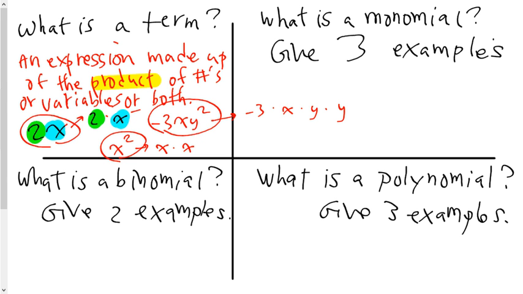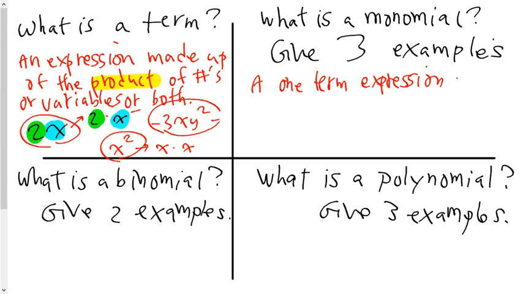If we look at our second question, it says, what is a monomial? And a monomial is interesting because a monomial is actually a term. It's the same thing as a term. A monomial is a one-term expression, which is weird because a term is just an expression made up of one term as well. So really a one-term expression is called a monomial.